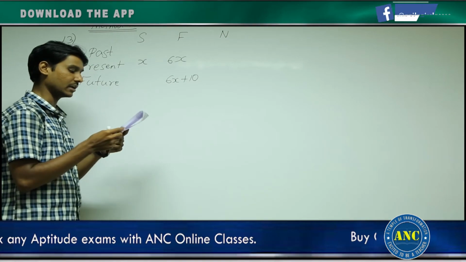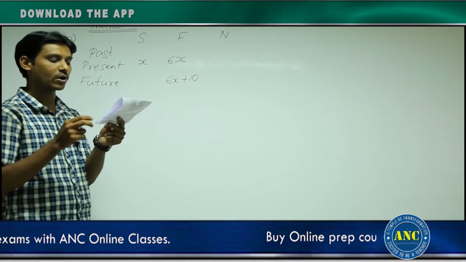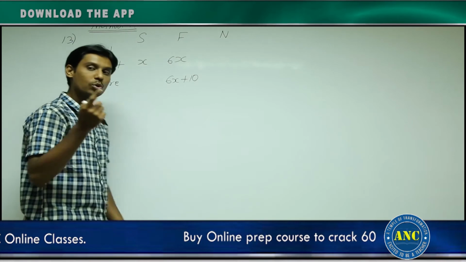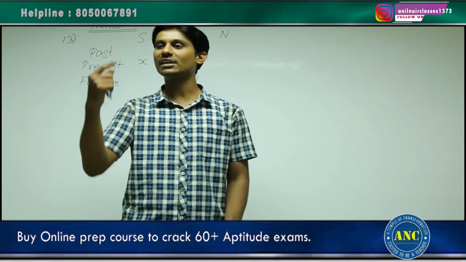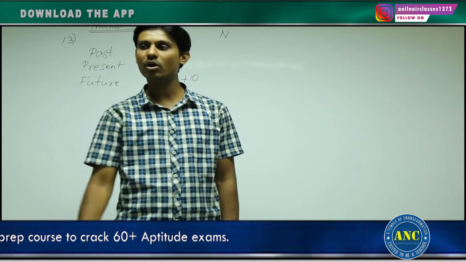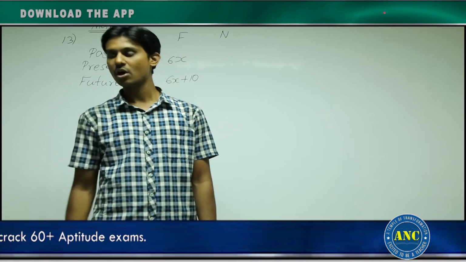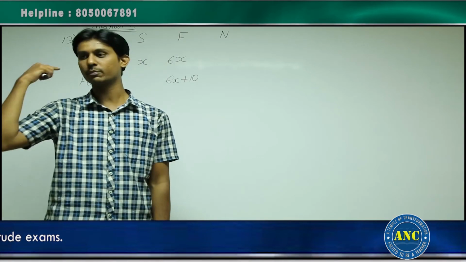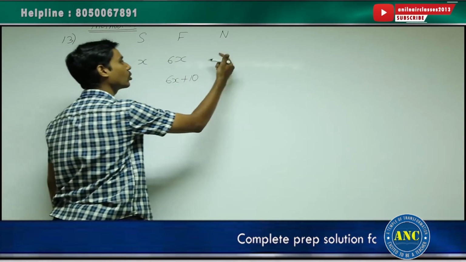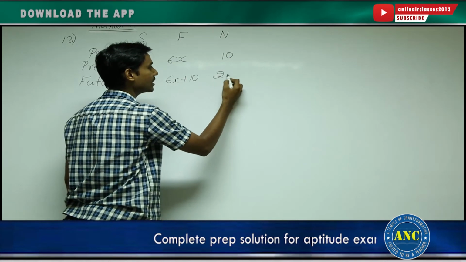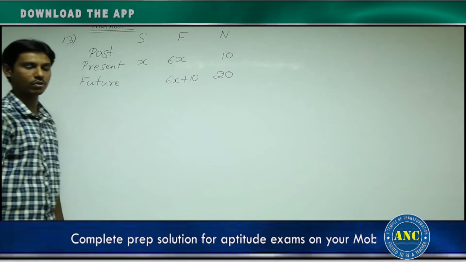Now read the next statement. If Nakul's 8th birthday was celebrated 2 years before, 2 years before he was 8 years of age. Now how much will he be? Now he will be 10 years. I was 8 years of age 2 years before. Now how much will I be? 10 years of age. Present age of Nakul is 10 years. After 10 years he will be 20 years.